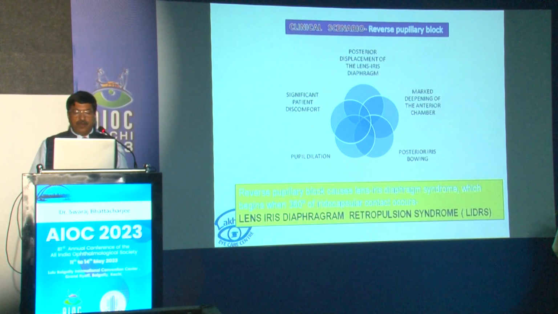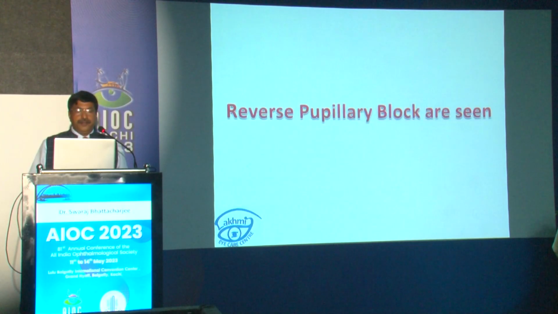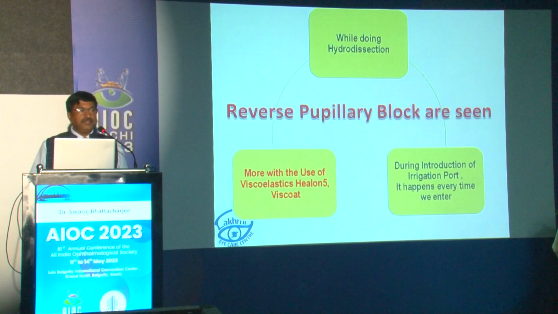Reverse pupillary block causes the lens-iris diaphragm syndrome, which begins when 360 degrees of iridocapsular contact occurs, called lens iris diaphragm retropulsion syndrome, or LIDRS. This is seen while doing hydrodissection and during introduction of the irrigation port. And remember, it happens every time we enter. It is more common with the use of dispersive viscoelastics like Hilon 5, Viscoat, etc.